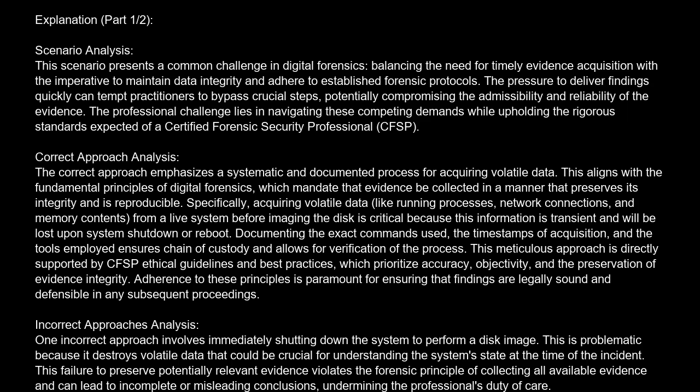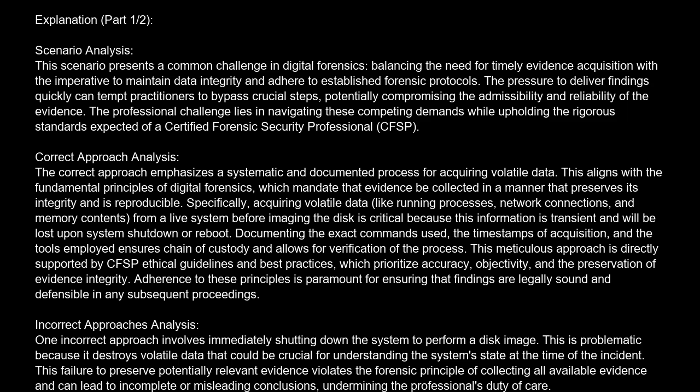One incorrect approach involves immediately shutting down the system to perform a disk image. This is problematic because it destroys volatile data that could be crucial for understanding the system's state at the time of the incident. This failure to preserve potentially relevant evidence violates the forensic principle of collecting all available evidence and can lead to incomplete or misleading conclusions, undermining the professional's duty of care.